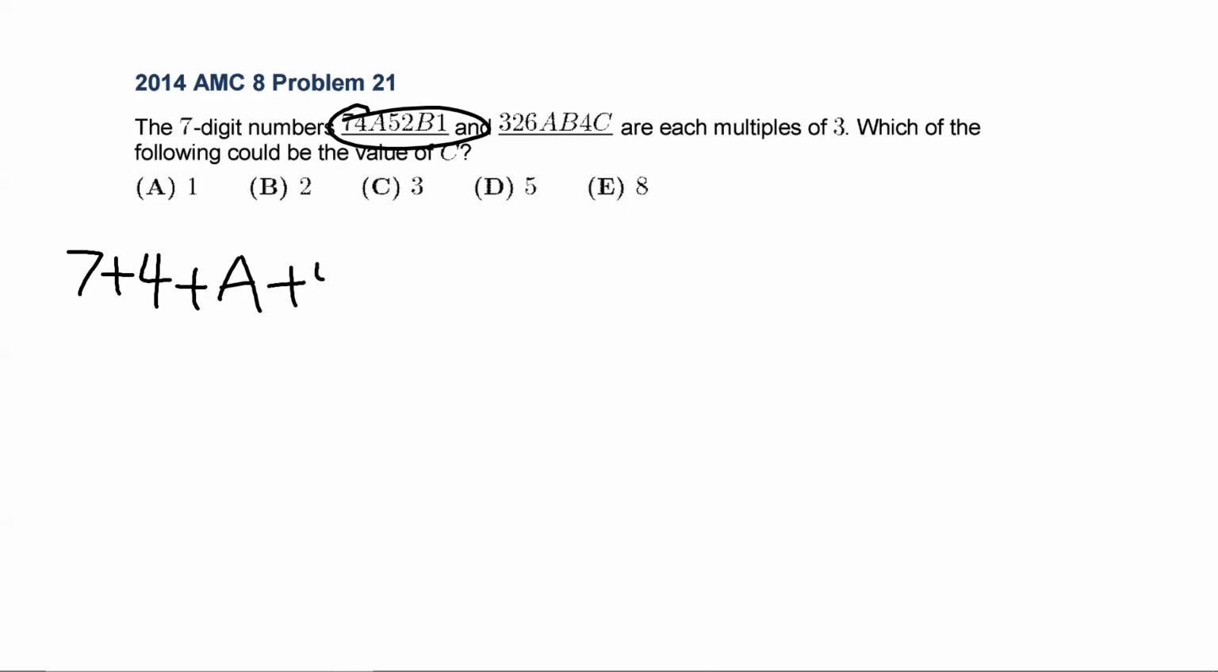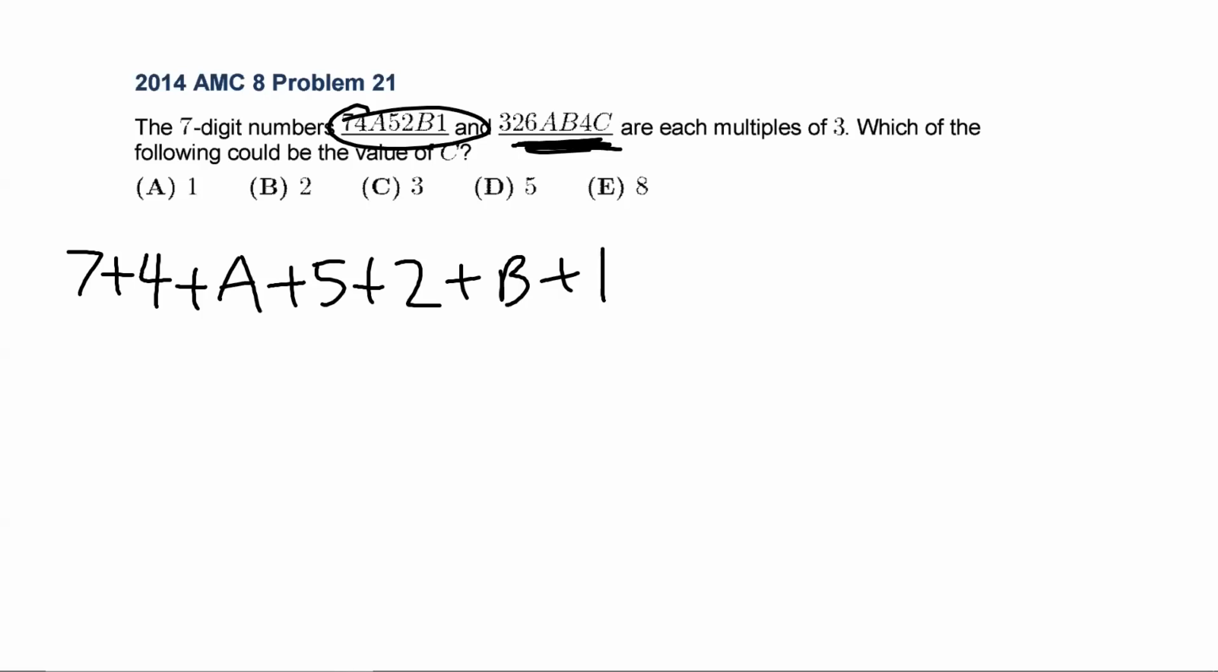Plus A plus 5 plus 2 plus B plus 1 is a multiple of 3. So if we simplify this, why do we need to know 7, 4, A, 5, 2, B, 1? Well, if you just try to do it on the last number, you would get A plus B plus C plus some constant is a multiple of 3. And that would be too many variables.